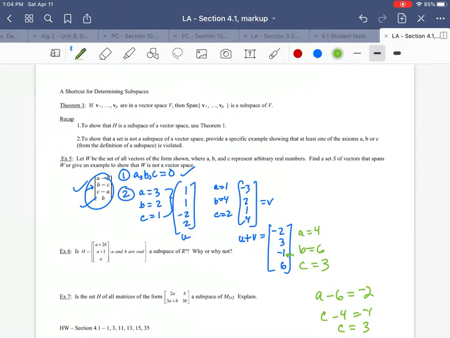If A is 4 and B is 6, 4 minus 6 is -2. If B minus C, 6 minus 3 is 3, yes. C minus A, so 3 minus 4 is -1, yes. And the last one is B, yes. So I can figure out that it does follow the format. And also if I multiplied by a scalar, it would work as well.